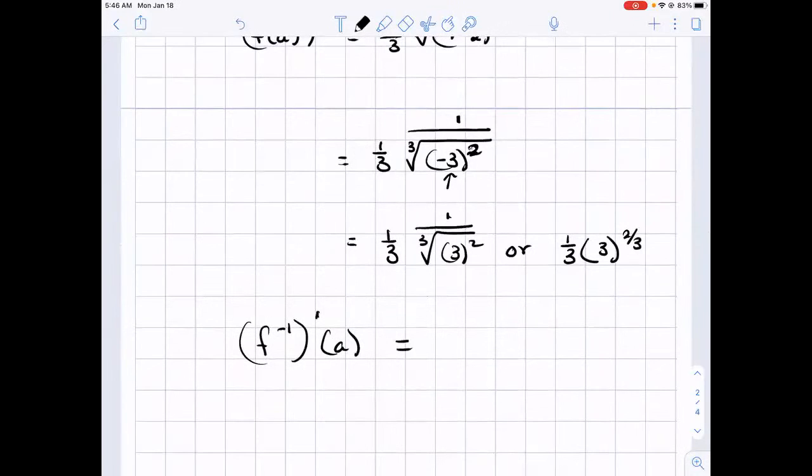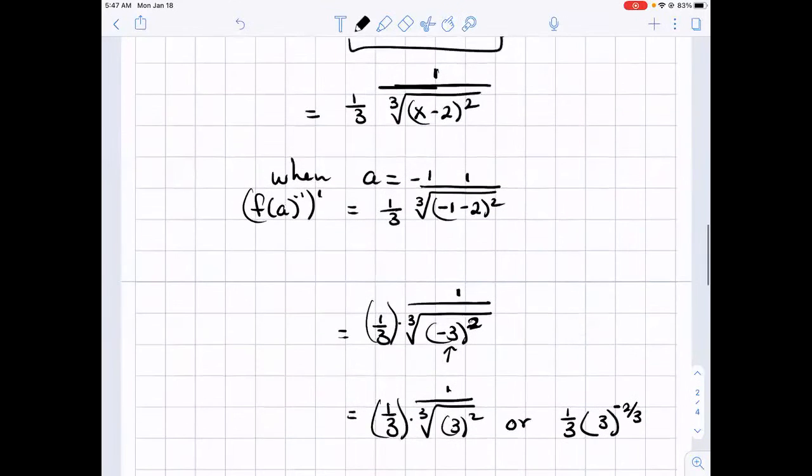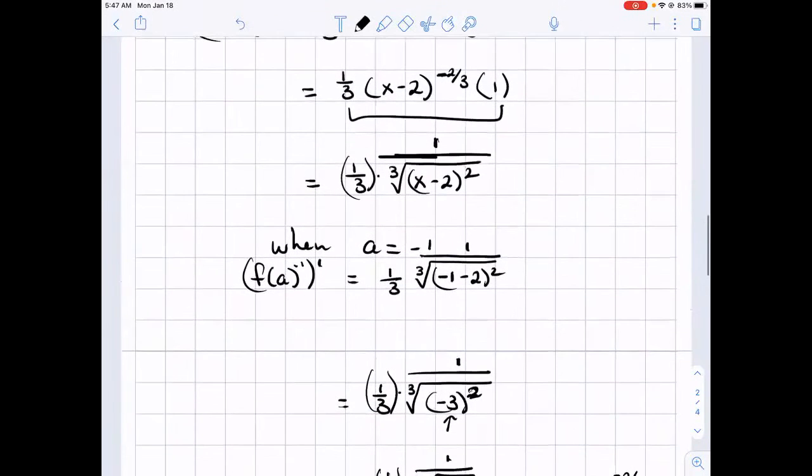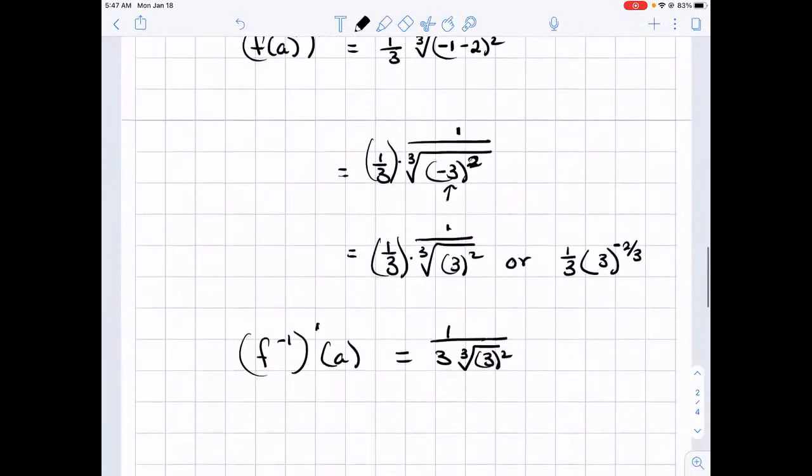So simplifying this would be 1 over 3 times the cube root of 3 squared. So this will be the derivative of that. And keep in mind that this is a times here, right? So make sure it's not in the denominator. That's a times. So this will be the result for that particular question.